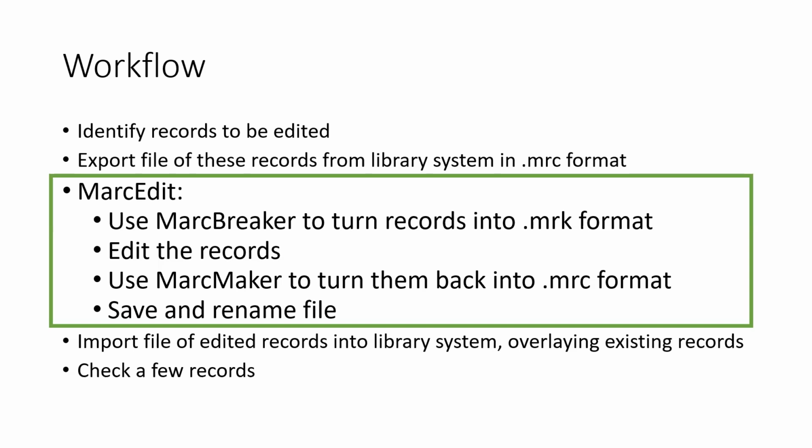I'm going to switch to MarcEdit and demonstrate the steps in the green box. I'm going to use MarcBreaker to turn the records into the .mrk format. I'm going to edit the records, use MarcMaker to turn them back into the .mrc format, and then save and rename the file. The steps outside the green box are done in my library system. The very last one probably should have been highlighted in bold, that you do need to check what you've done.